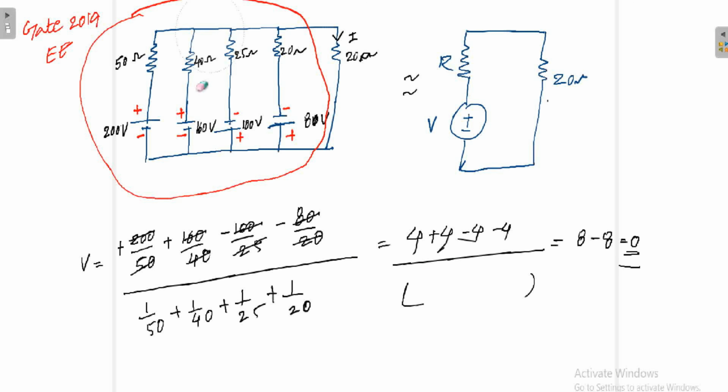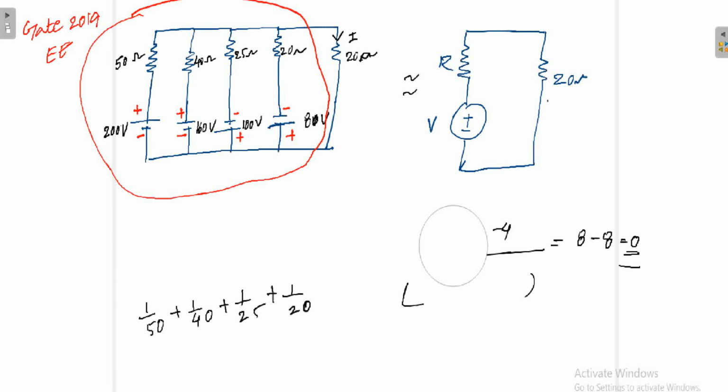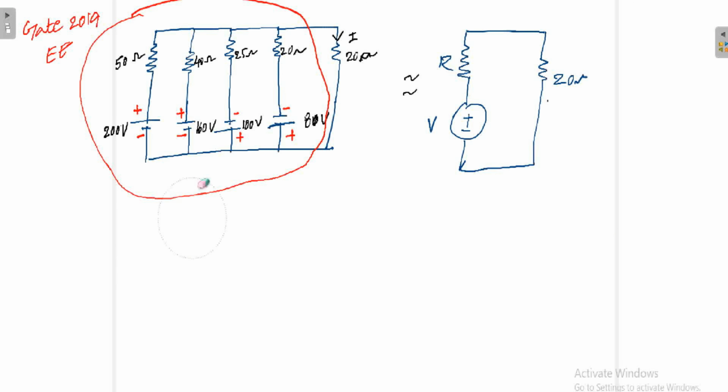So we can say that the Thevenin voltage source value, the single voltage source value, is V equal to 0 volts. Is there any need to find this R value? How to find this R value? 1 by R is equal to 1 by R1 plus 1 by R2 up to 1 by Rn. Is there any need to find R value?